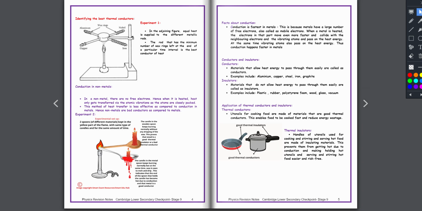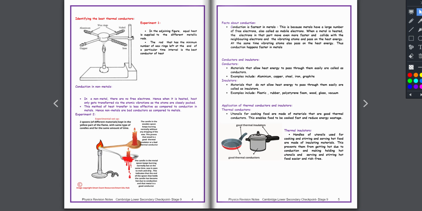Now I shall read this out for you and then I shall explain this to you. In a non-metal, there are no free electrons. Hence, when it is heated, heat only gets transferred via the atomic vibrations as the atoms are closely packed. This method of heat transfer is less effective as compared to conduction in metals. Hence, non-metals are bad conductors as compared to metals.